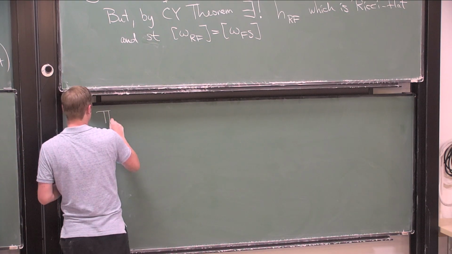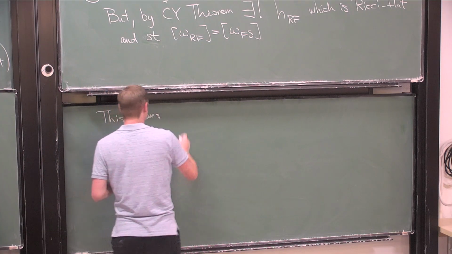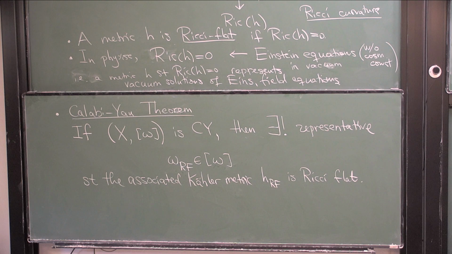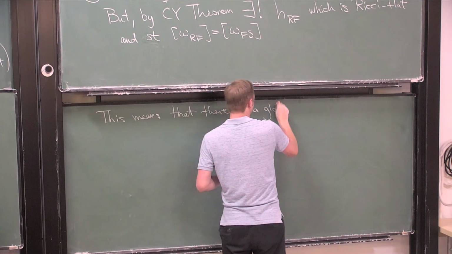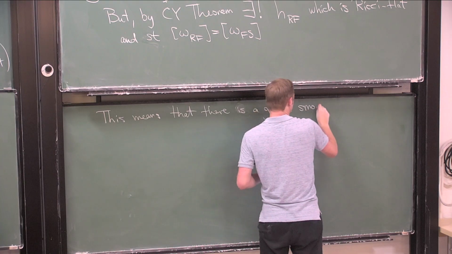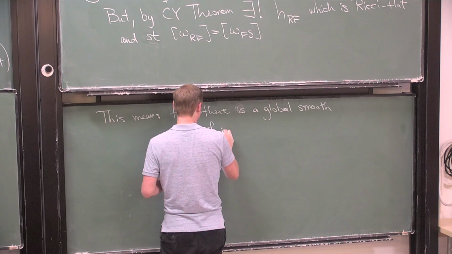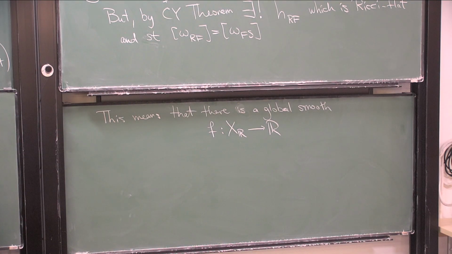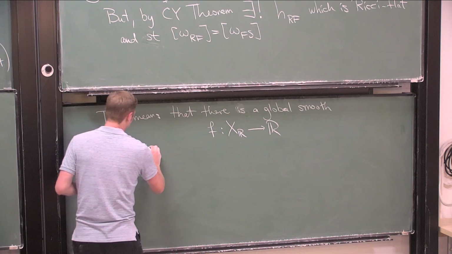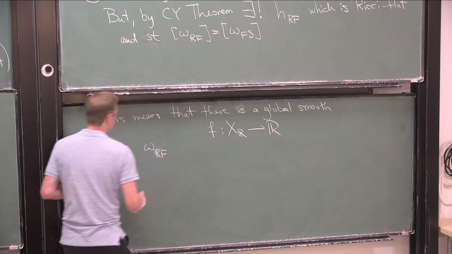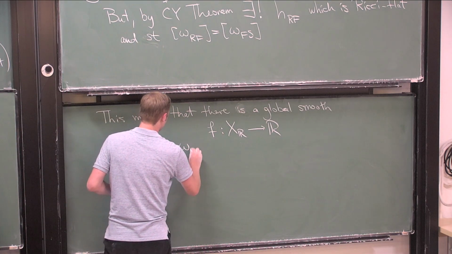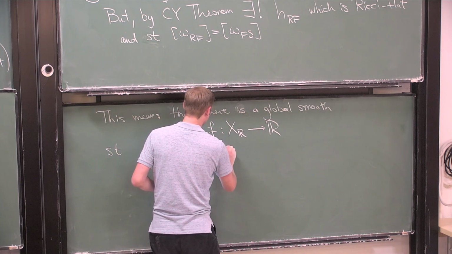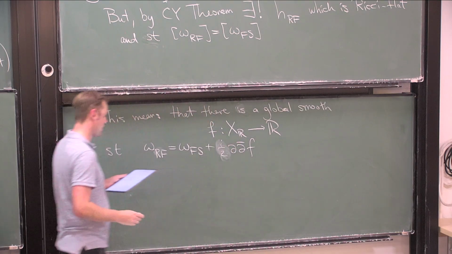So what this means is that there is a global smooth real value function f on the whole manifold X, such that this Ricci flat Kähler form is different from the Fubini-Study metric simply by the dd bar derivative of f, by the second derivative of f.